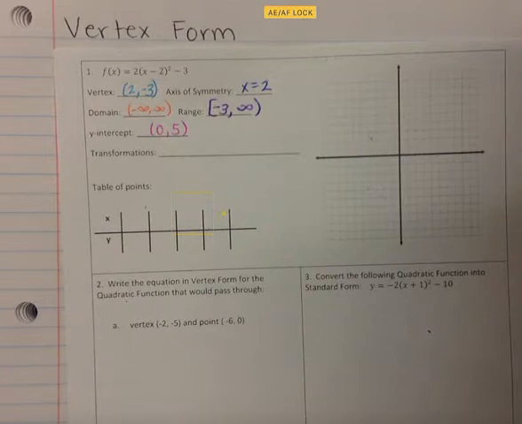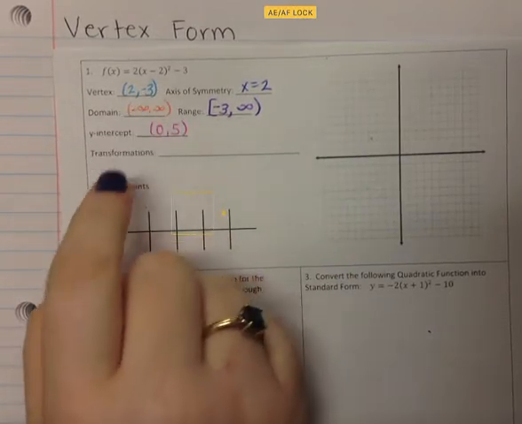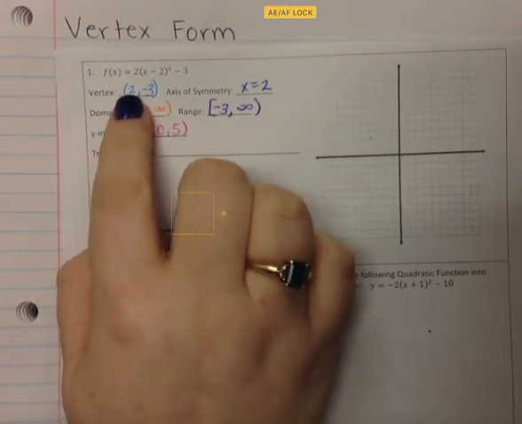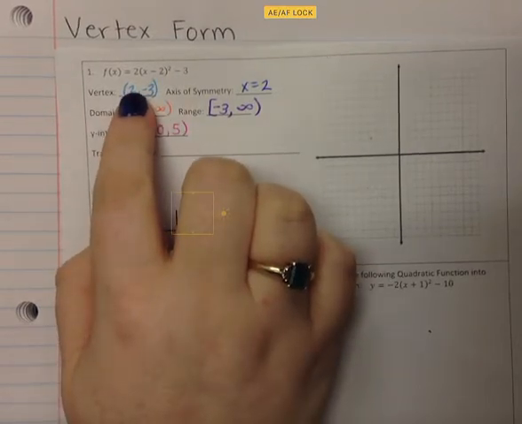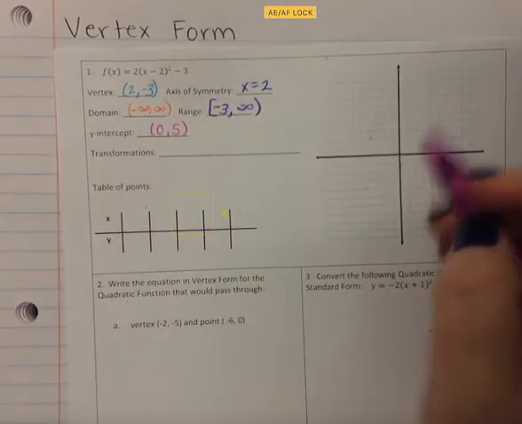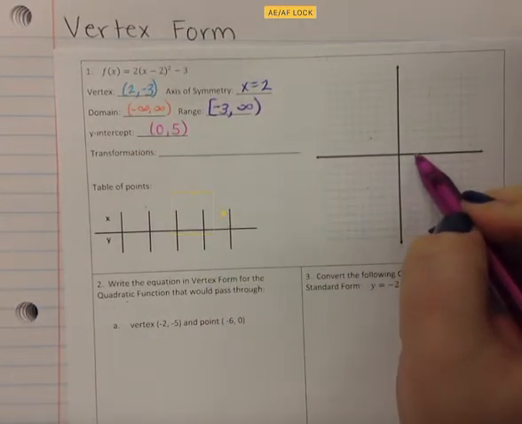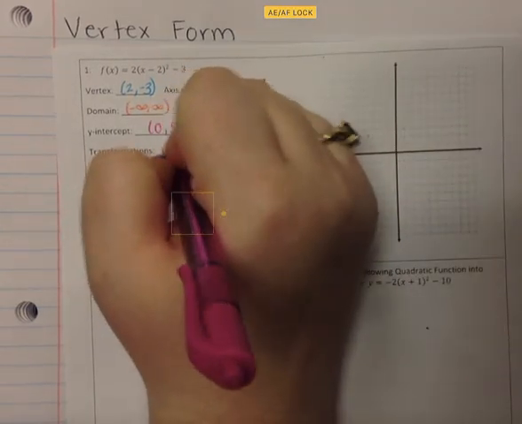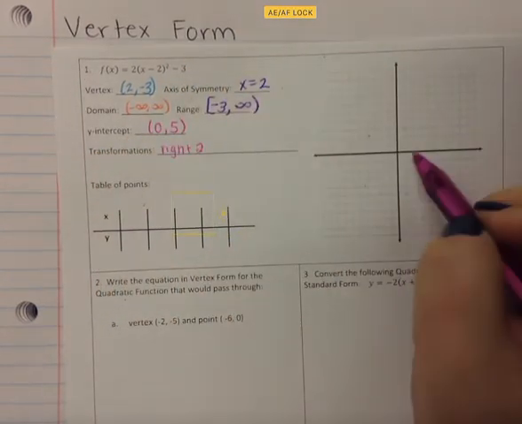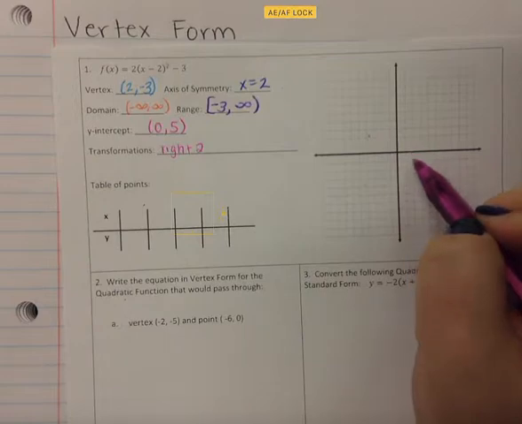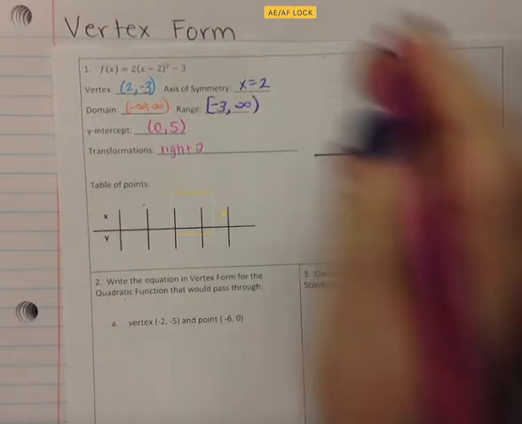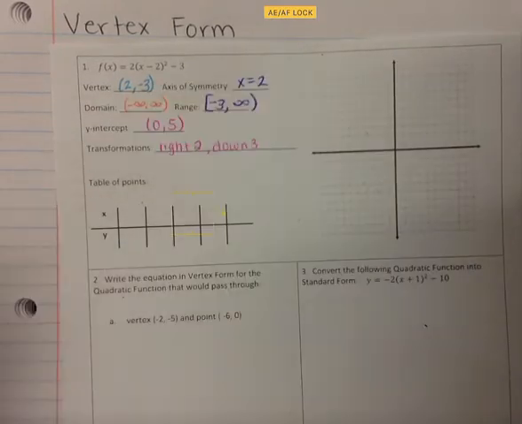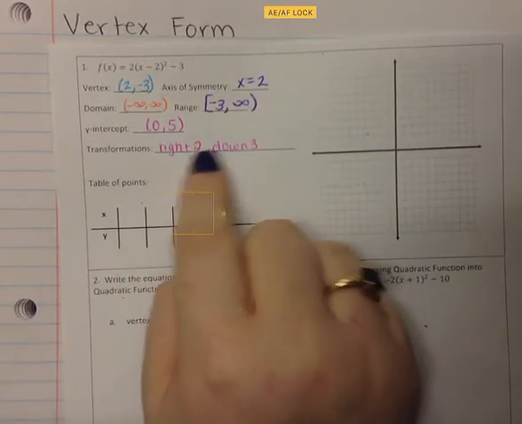Transformations, again, come from your vertex and the a value. So let's look at which way it moves first. From (0, 0), how do we get to (2, negative 3)? We want to go to 2, which means we go right 2. But then we wanted to go to negative 3 on the y, which is going down 3. So right 2, down 3. That's just from the vertex.